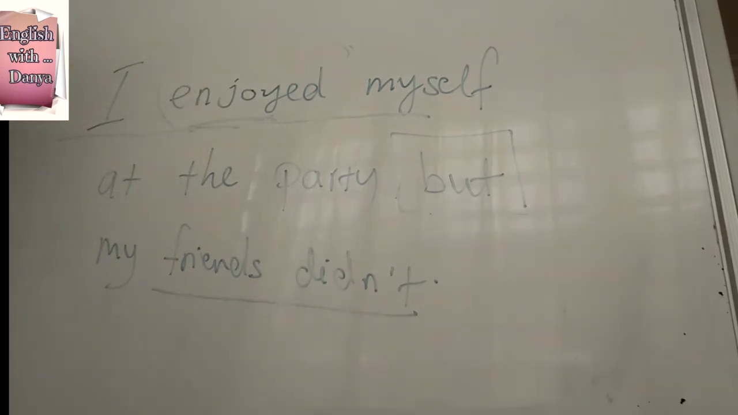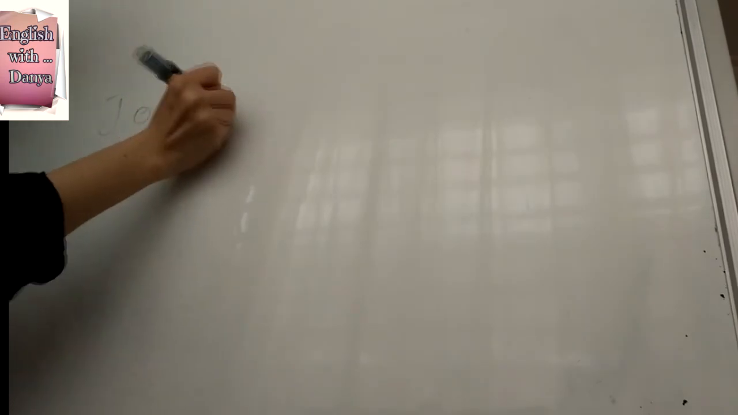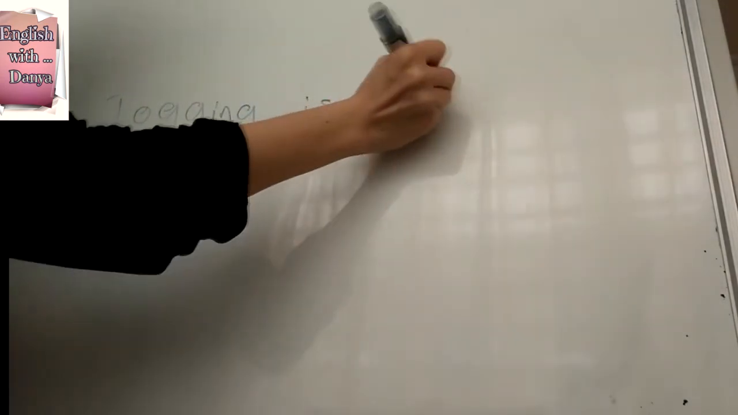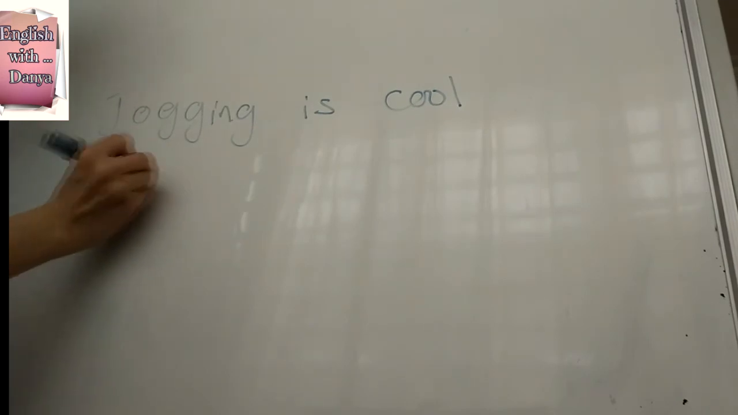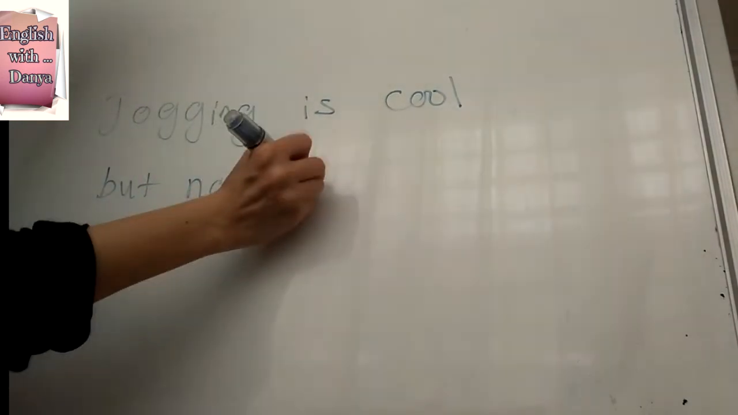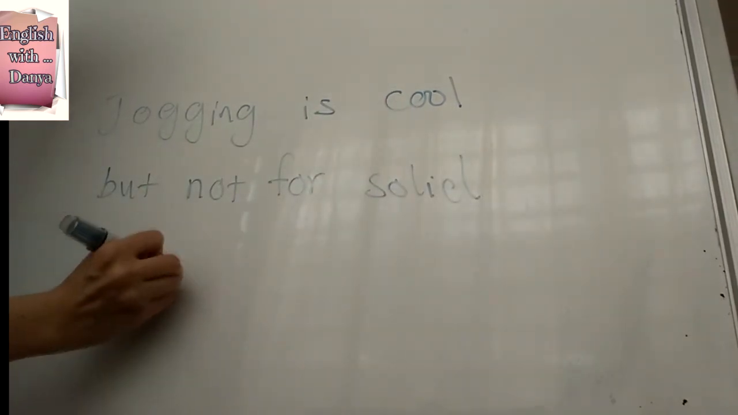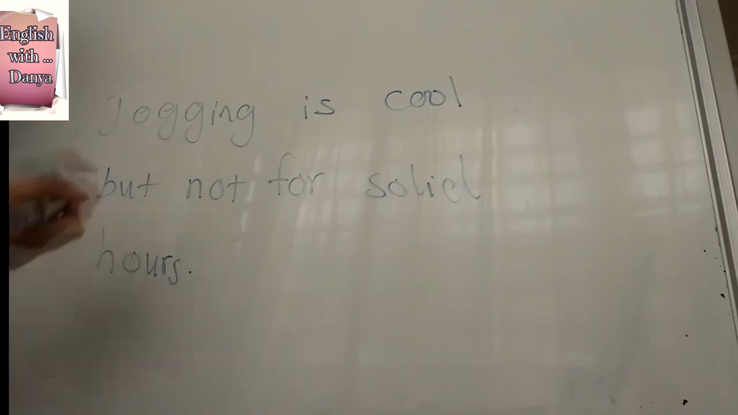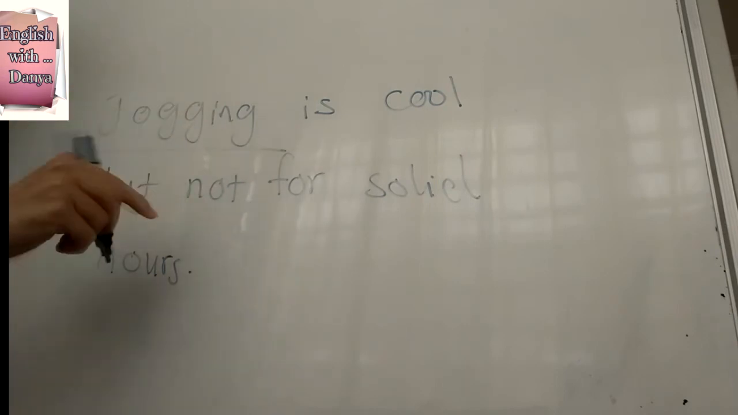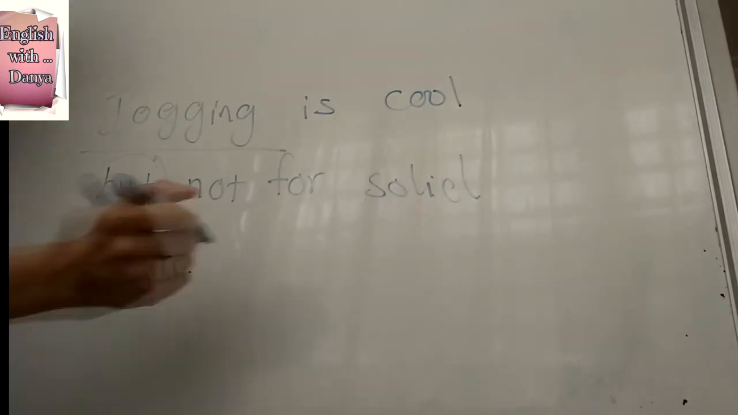Another example: jogging is cool, but not for solid hours. What does that mean? It means that it is good to go for jogging. Cool here is something nice, something wow, something amazing. It's a cool thing to do. So jogging is cool, but not for solid hours.